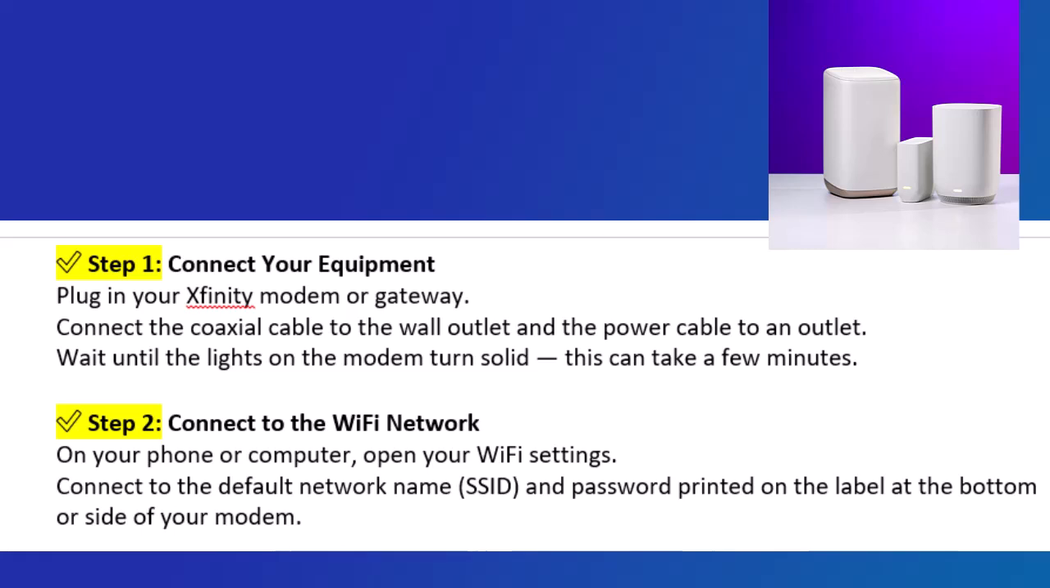Step 2. Connect to the Wi-Fi network. On your phone or computer, open your Wi-Fi settings. Connect to the default network name and password printed on the label at the bottom or side of your modem.